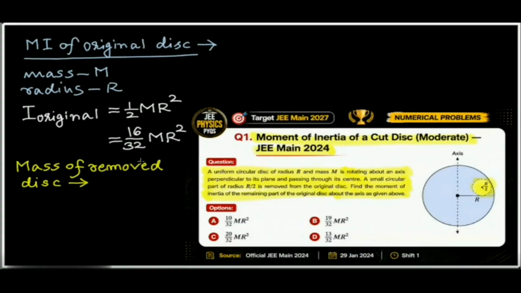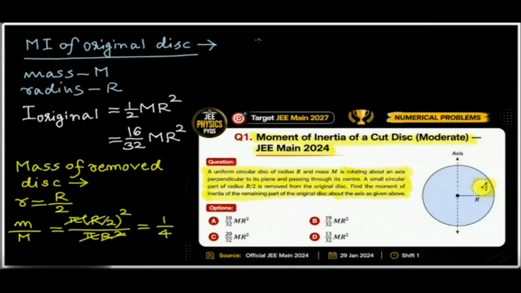The removed circular part has radius r equals r by 2. Since the disk is uniform, mass is proportional to area. Therefore, small m upon capital M equals pi r by 2 square upon pi r square equals, after cancellation, 1 by 4. Hence, small m equals capital M upon 4. So, the removed piece has 1/4 of the original mass.